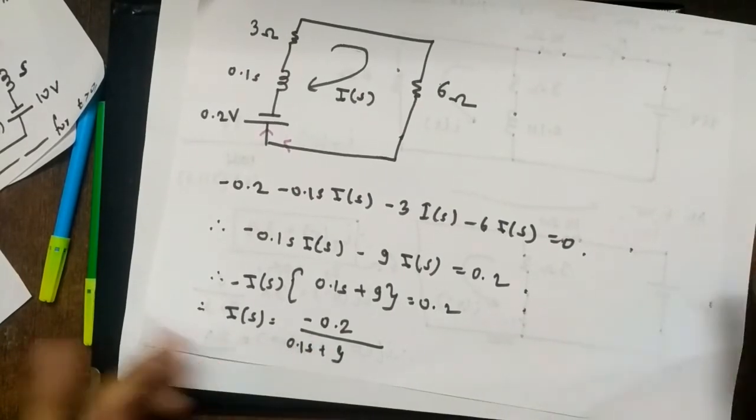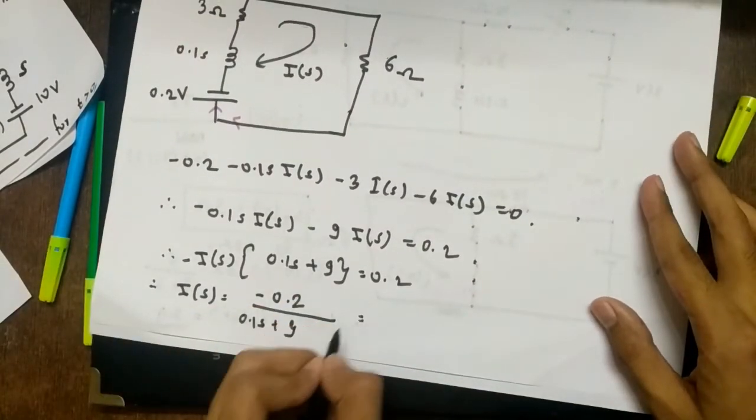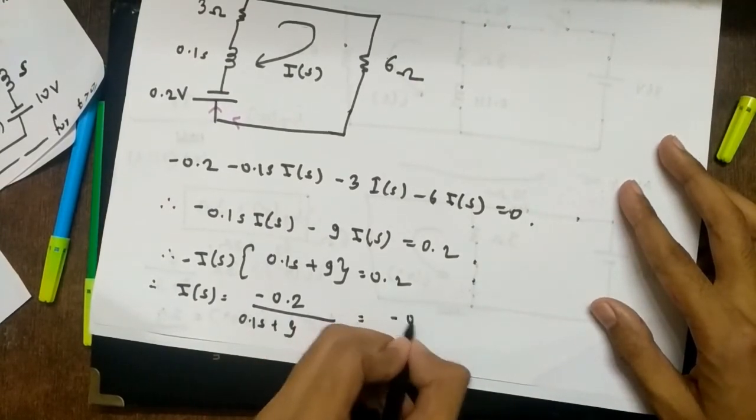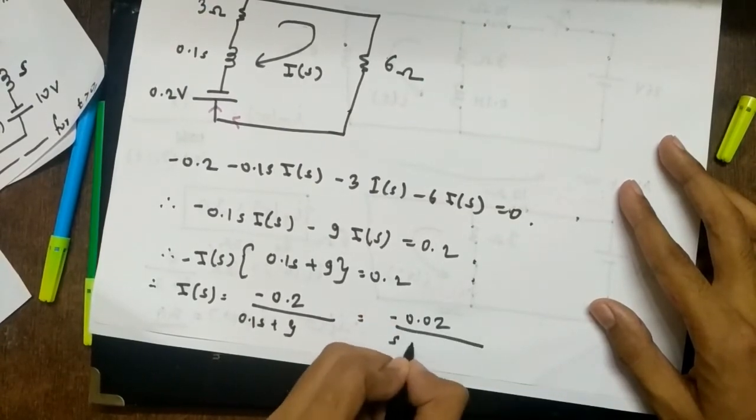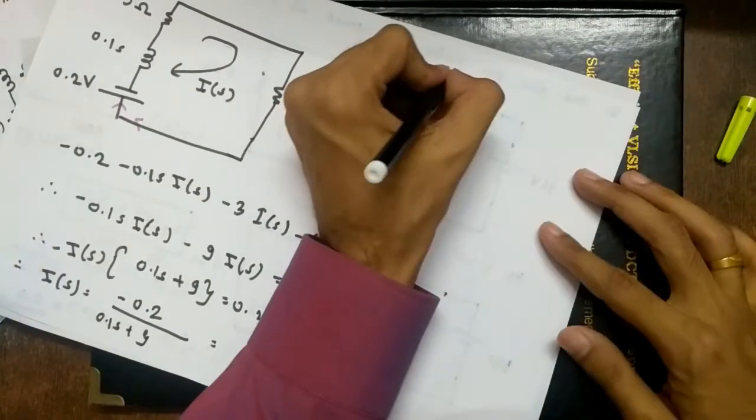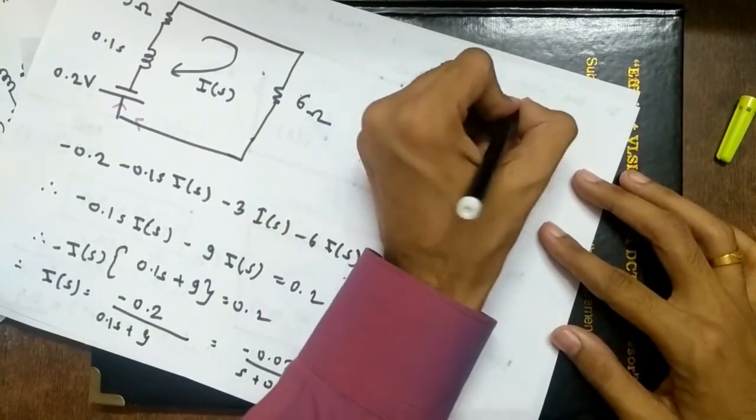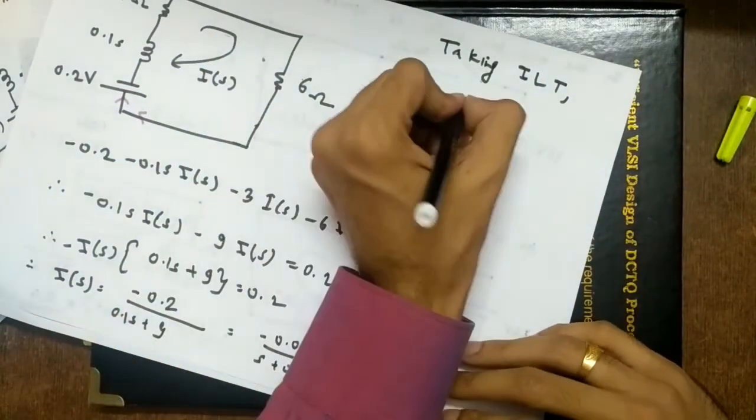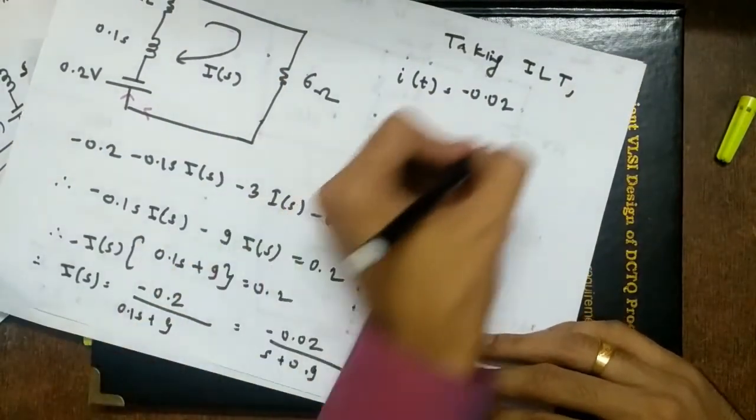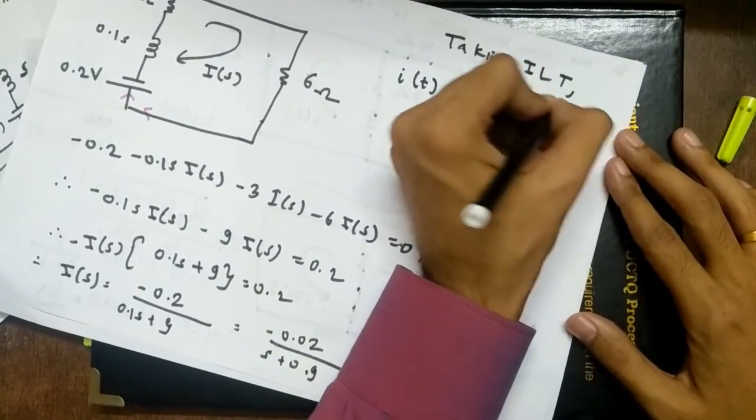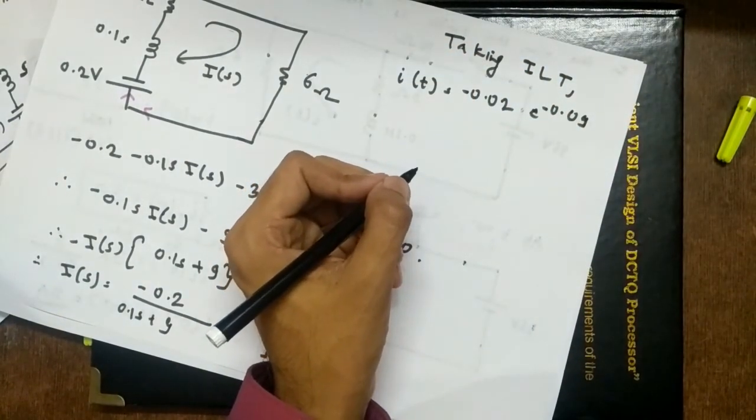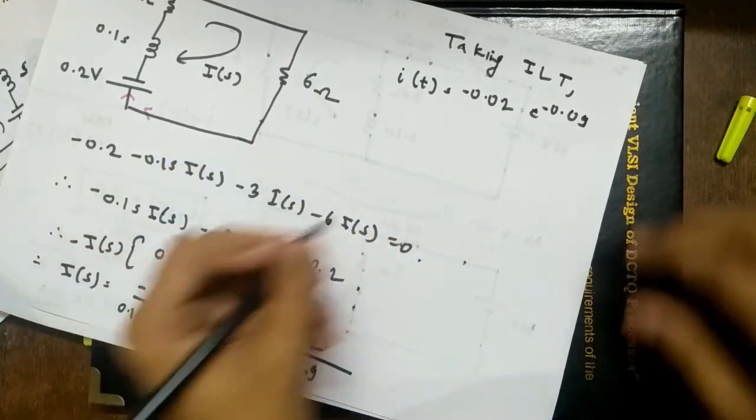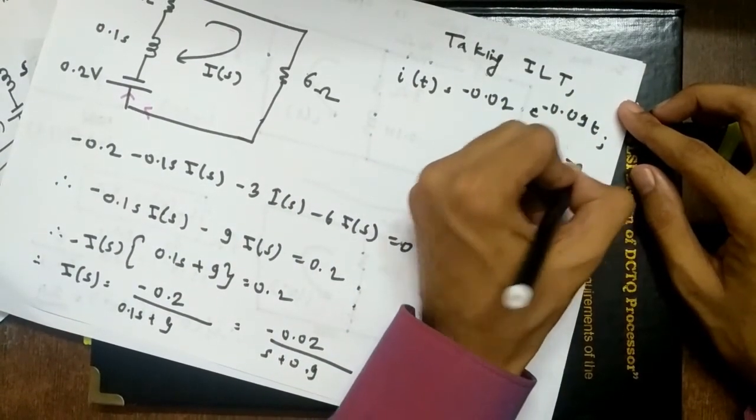Again we are getting 0.1 s, but we know the coefficient of s should be 1. So what do you have to do? Divide by 0.1. So this will be minus 0.02 upon s plus 0.9. Then you will say, taking the inverse Laplace transform, i(t) equal to minus 0.02 is constant, and as it is, e raised to minus 0.09 t, for t greater than 0.